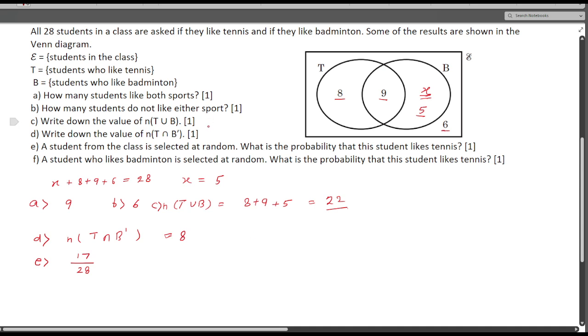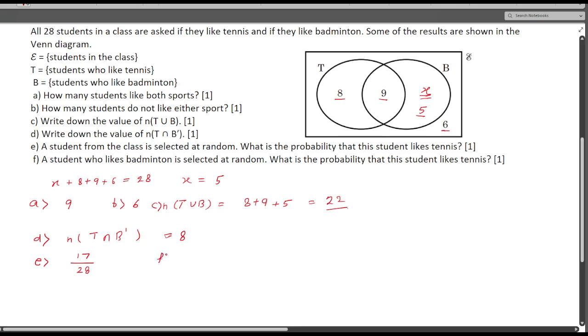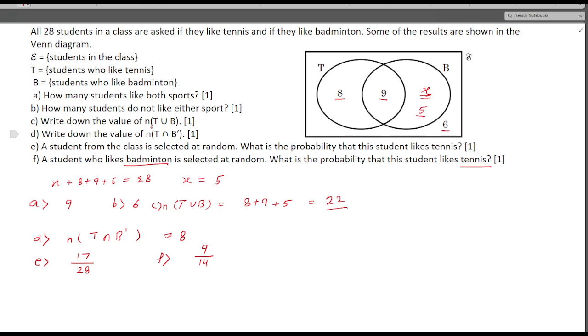And if a student who likes badminton is selected at random, what is the probability that this student likes tennis? Okay, so this is conditional probability. A student who likes badminton. So how many students like badminton? So 9 plus 5, 14 students like badminton. Out of 14 students, I have to select one who likes tennis as well. So I have 9 such students. So 9 divided by 14. So this is your question number 5.